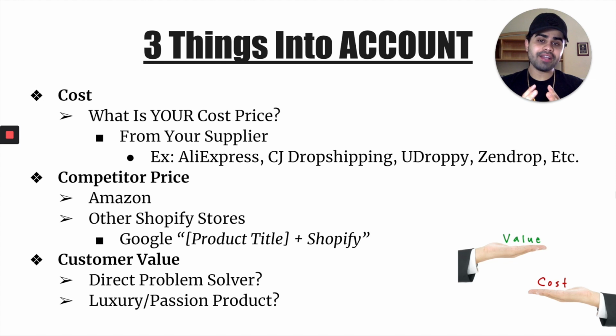Okay, so you basically want to take three things into account, and that is cost, competitor price, and customer value. Cost. What is your cost price? Your cost price is basically the cost of the product from your supplier, whether you're using AliExpress, CJ Dropshipping, Udroppy, Zendrop, or any other sourcing agent or fulfillment center, whatever it may be in your specific scenario. The second thing is competitor price.